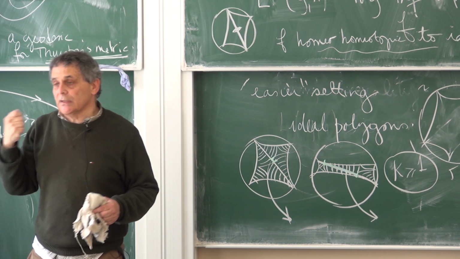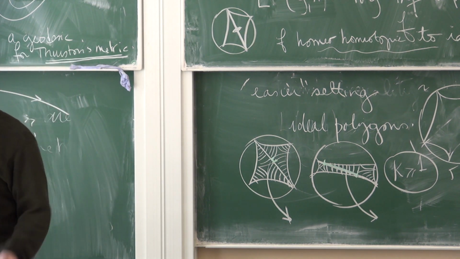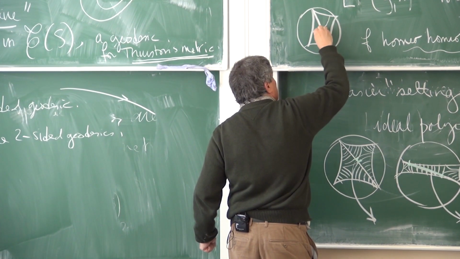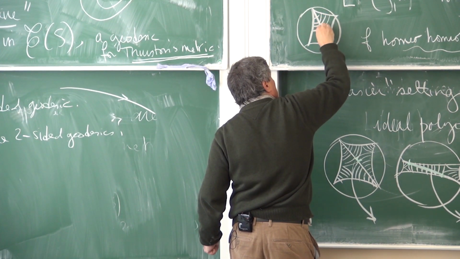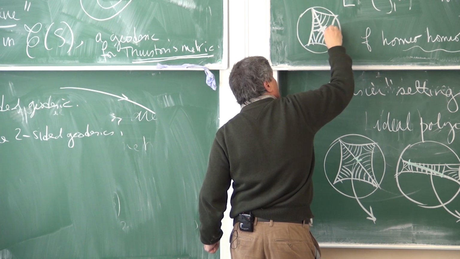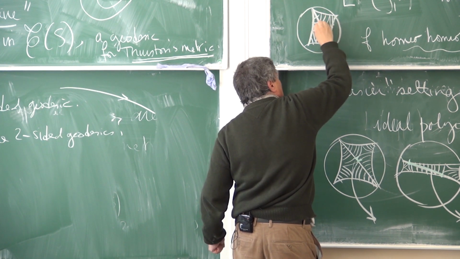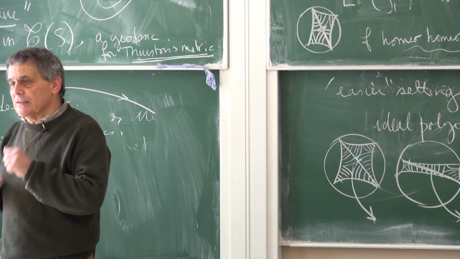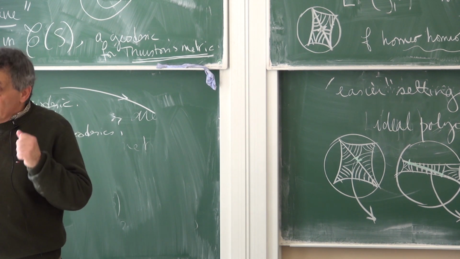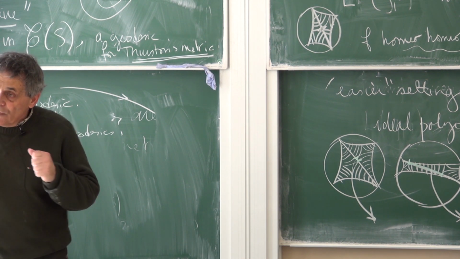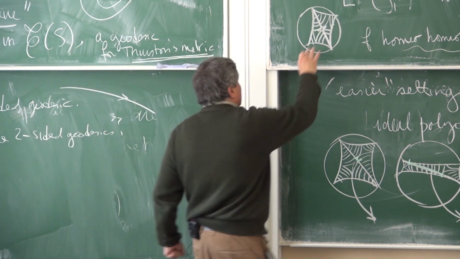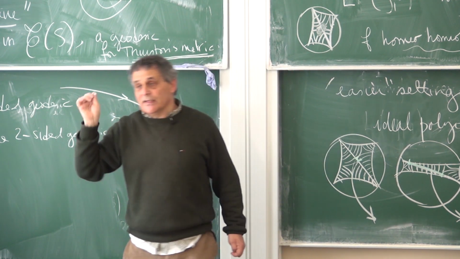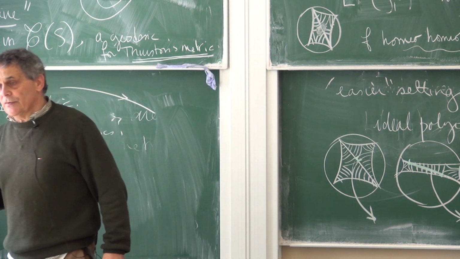It has a distinguished point, a point where the shifts are 0. So I cannot do anything here. I cannot multiply the shift, but if it's non-zero, then I can move from one structure to the other. And the statement is that this is a geodesic for Thurston's metric.